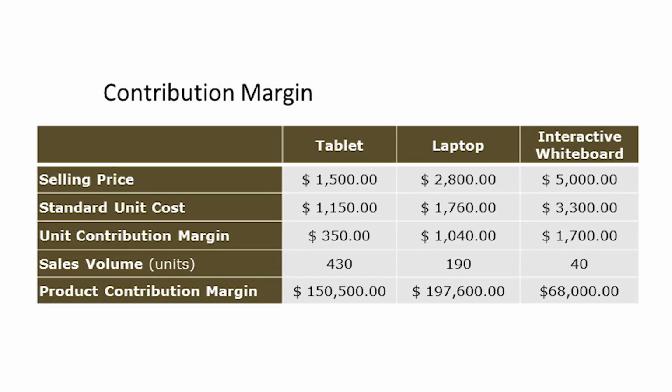Say, for example, you're selling tablets for $1,500 and the standard unit cost is $1,150, you have a unit contribution margin of $350. However, that does not mean that you're making a profit of $350 per product, because you also have to consider the indirect costs of the business.